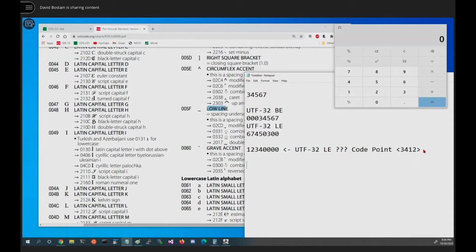Now, let's do another easy one real quick. Let's say we were using that code point we talked about a while ago, 1, 2, 3, 4, and somebody said, write that in UTF-16 big endian. How would you write that? Just 1, 2, 3, 4. Right? You got it. Yep.